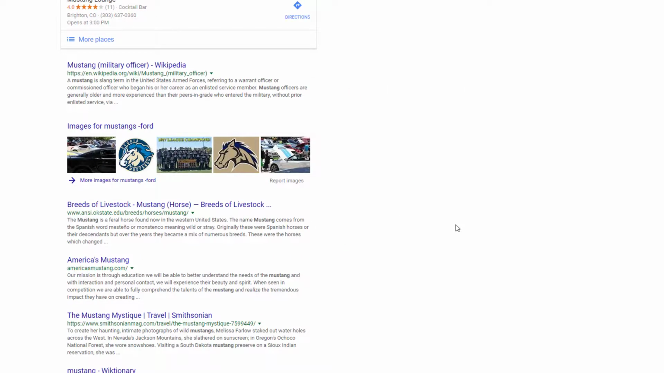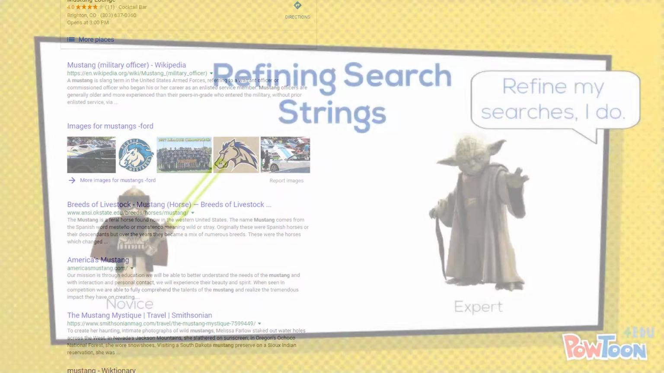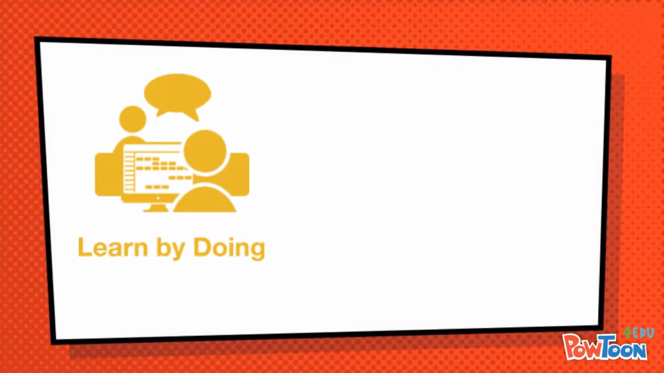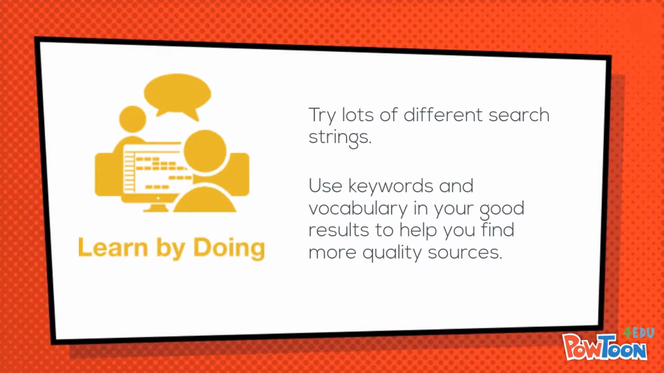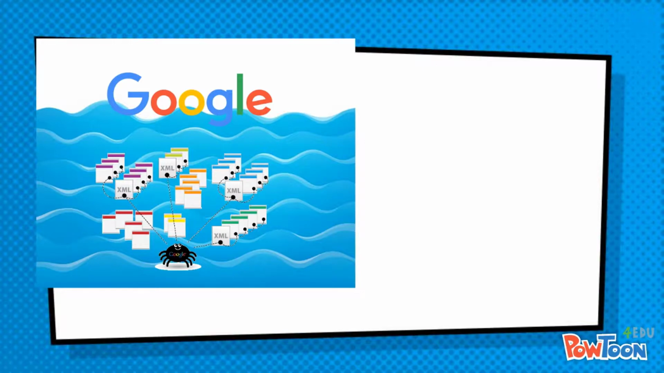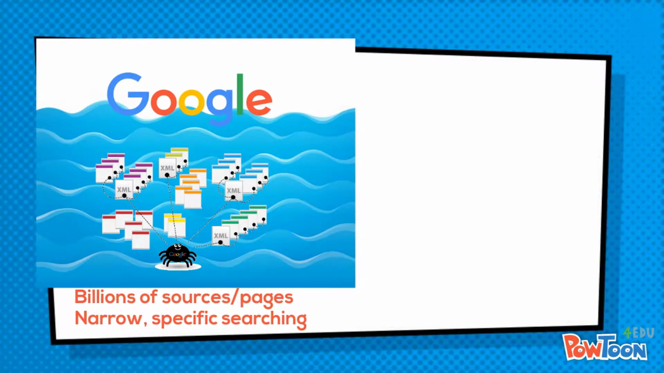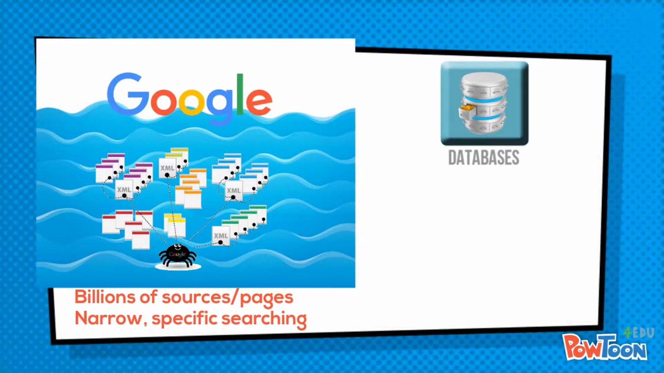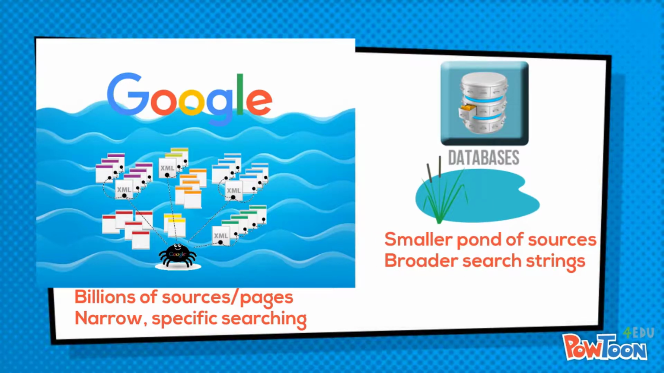I have a whole list of search operators you can use if you want to acquire some black belt searching skills. You will learn best by trying multiple different search strings. When you find a great result, use keywords and vocabulary in that article to help you find the next. Remember, when searching in Google, try a lot of very specific search strings because you are searching literally billions and billions of pages. When you move to searching inside a database, you are going to need to change tactics because you're searching a much smaller pond with a much less smart search engine.